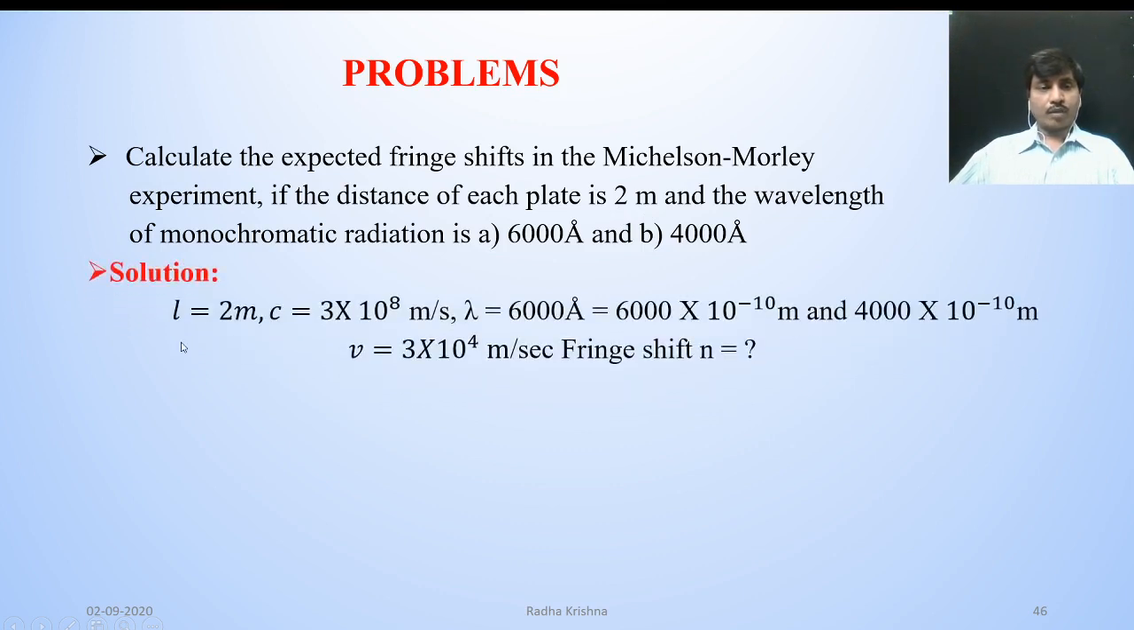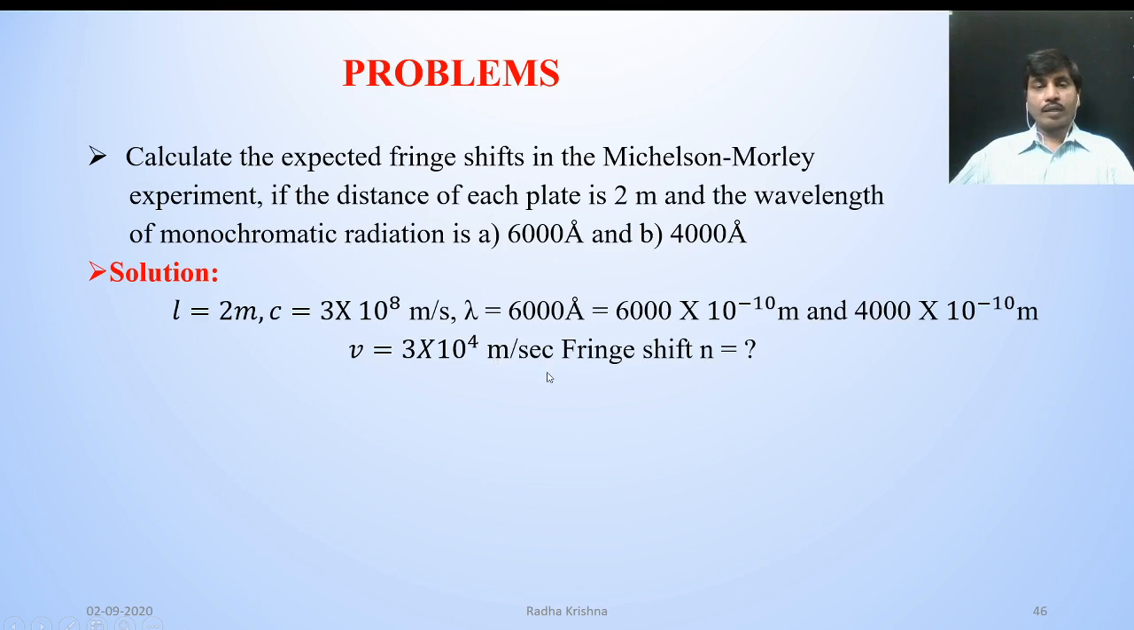Solution: length L is equal to 2 meters. The velocity of light c is equal to 3 into 10^8 meters per second. Lambda is equal to 6000 angstroms, that is equal to 6000 into 10^-10 meters. And the second wavelength is 4000 angstroms, that is equal to 4000 into 10^-10 meters. The velocity of the earth is equal to 3 into 10^4 meters per second.